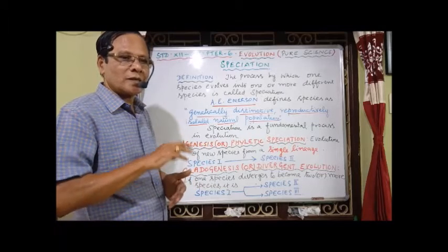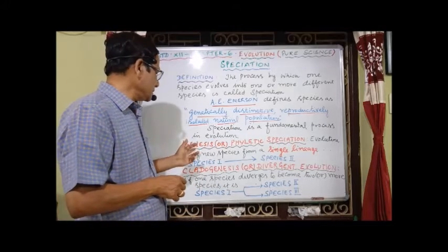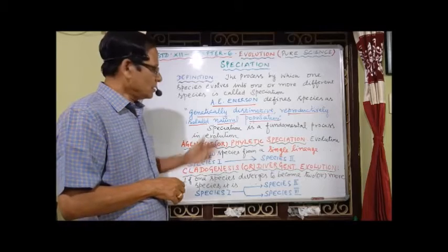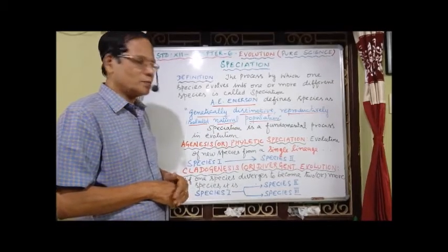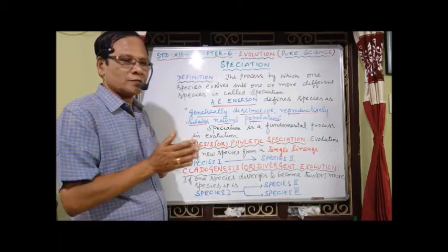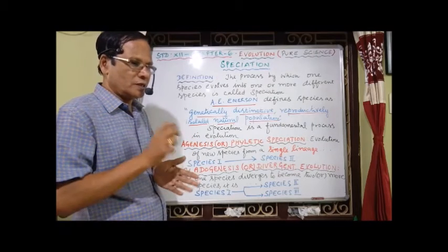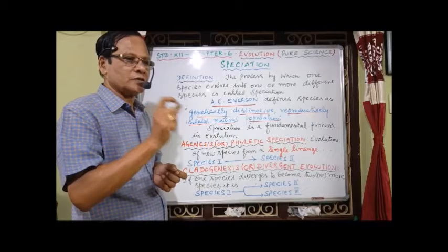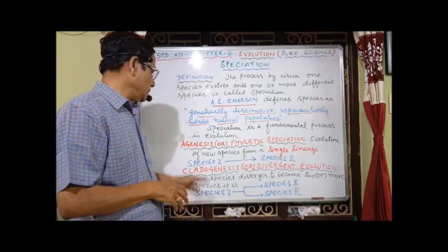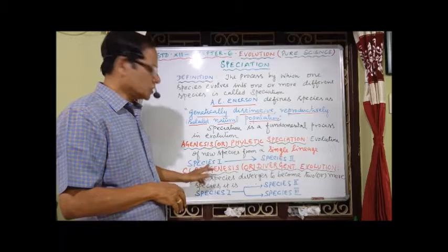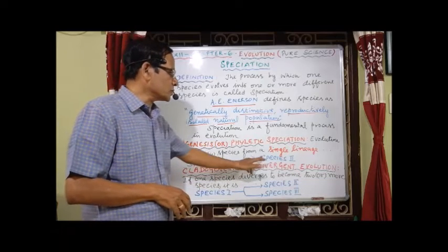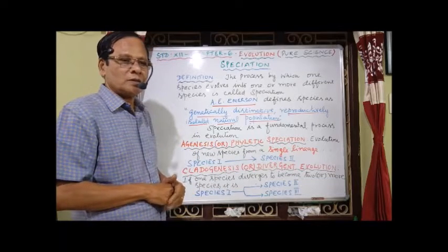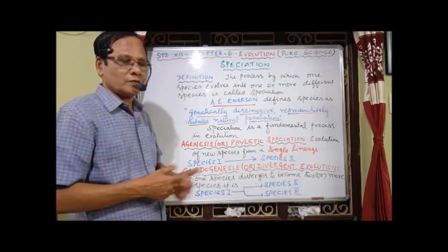Anagenesis or phyletic speciation is the evolution of a new species from a single lineage. Lineage means individuals having just a specific genotype on their own. Now here I represent the equation: species 1 evolves into species 2. This is called anagenesis or phyletic evolution.